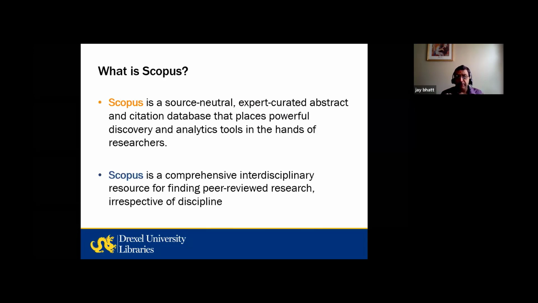And I'll briefly introduce Scopus, and then we'll introduce Max for the demo of Scopus. Scopus is a source-neutral, expert-curated abstract and citation database that places powerful discovery and analytics tools in the hands of researchers. It's a comprehensive interdisciplinary resource for finding peer-reviewed research, irrespective of discipline, including conference papers as well.